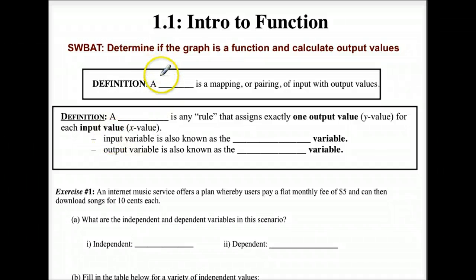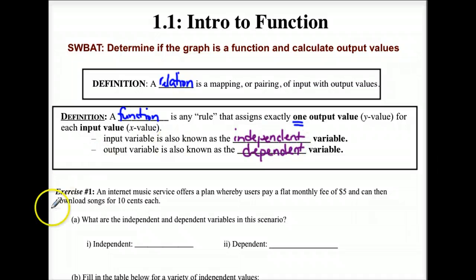So a few definitions. The first one is a relation. A relation is a mapping or pairing of input with output values. A function, on the other hand, is any rule that assigns exactly one output value, which is your y value, for each input value, which is your x value. Your input value is also known as your independent variable, and my y value, or my output, is known as my dependent variable.